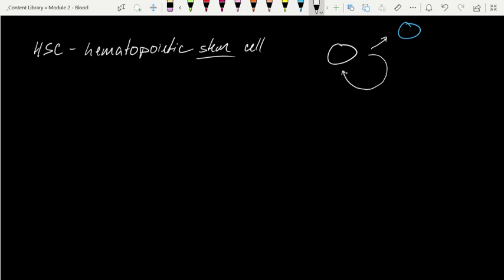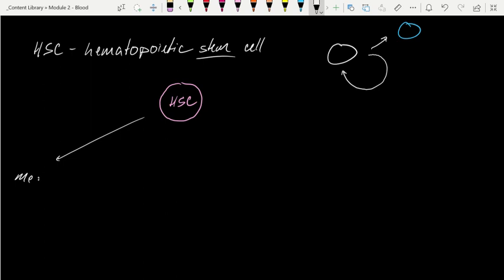So the division leaves behind a stem cell and a daughter cell. In this way, the stem cell population is always present, but it's always giving rise to downstream cell types. And these cell types can be different. For the hematopoietic stem cell, let's just list some of the cell types that this one cell will give rise to, all within the bone marrow.